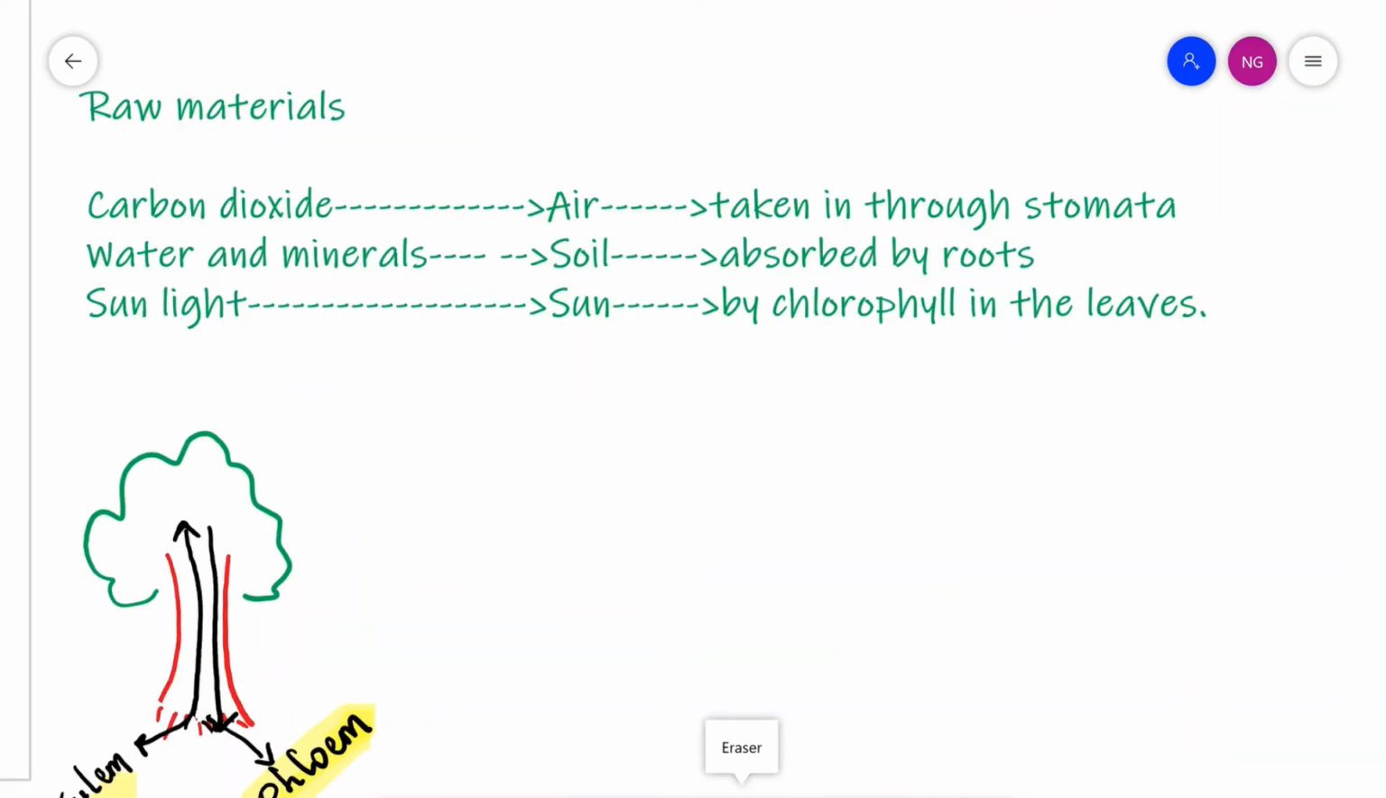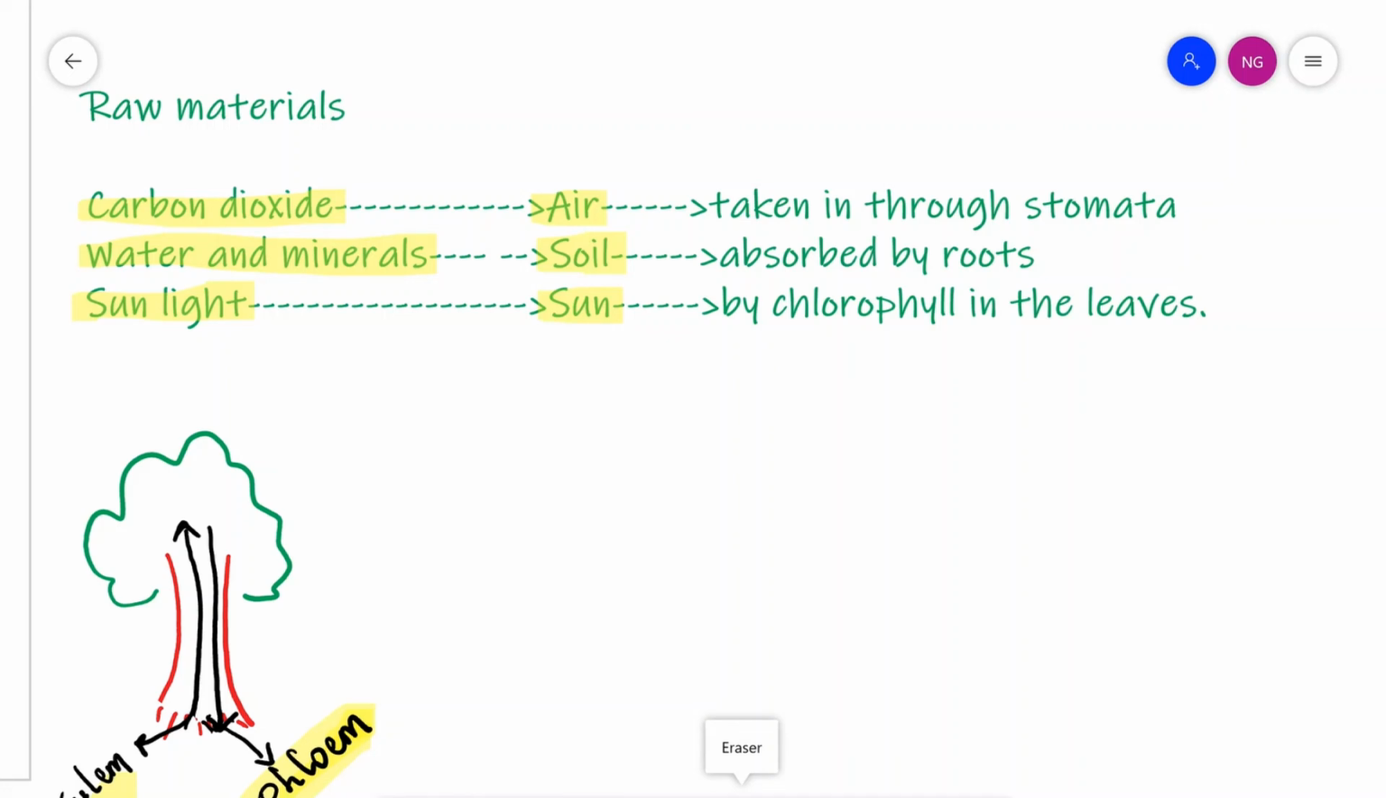So now we understood the process of photosynthesis, isn't it? So the raw materials which are essential for photosynthesis are carbon dioxide, water and minerals and sunlight. And where do they get their raw materials? From their surroundings. Carbon dioxide is in air, water and minerals are in soil and sunlight obviously from sun. And how are they taken in?